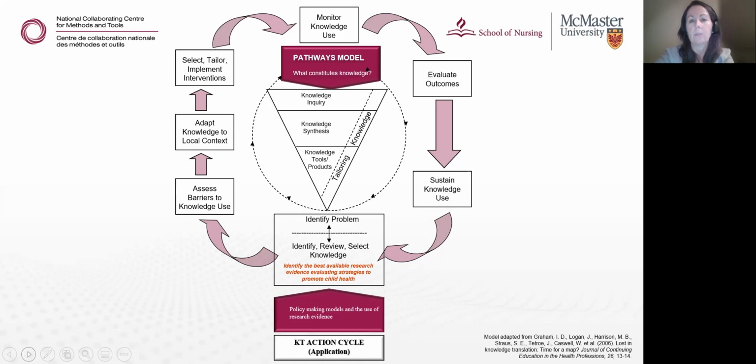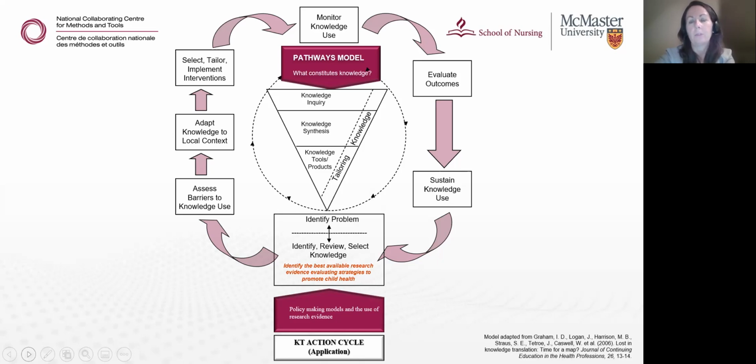And so just really briefly, what you see in the middle of this model is an upside down triangle. This part of the model is the generation of knowledge or evidence. We see that progressing from knowledge inquiry, which would be our single studies, to knowledge syntheses, to various knowledge products that are then made available to help inform action.